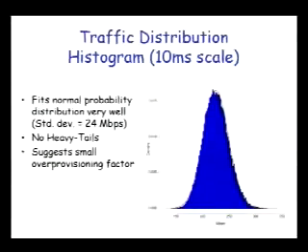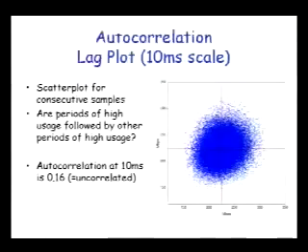So what we first looked at is how the bandwidth is divided. How does the distribution look? And interestingly enough, it is almost a perfect normal distribution, again at the 10 millisecond scale. Because there are no very large peaks on the right side, so very high utilizations, this suggests that the over-provisioning factor is relatively small, that it's easy to calculate.